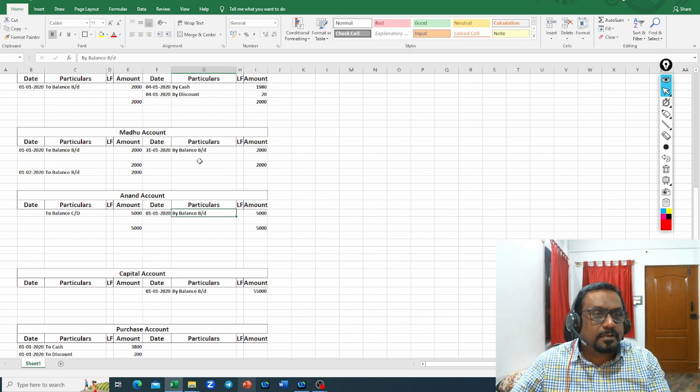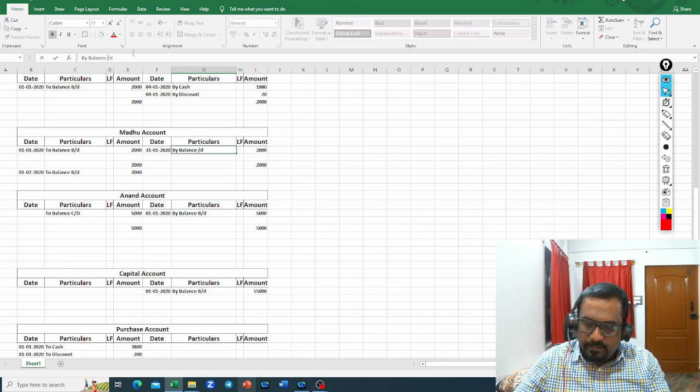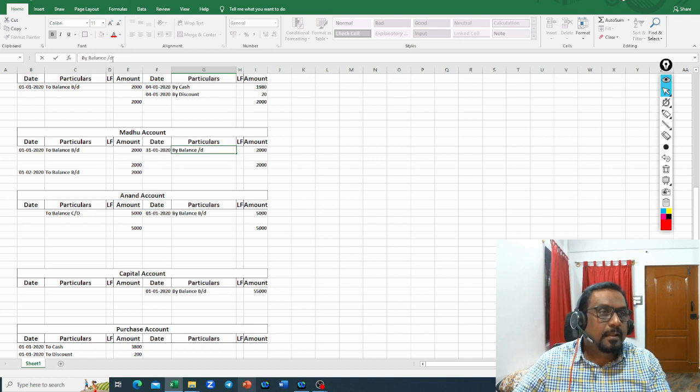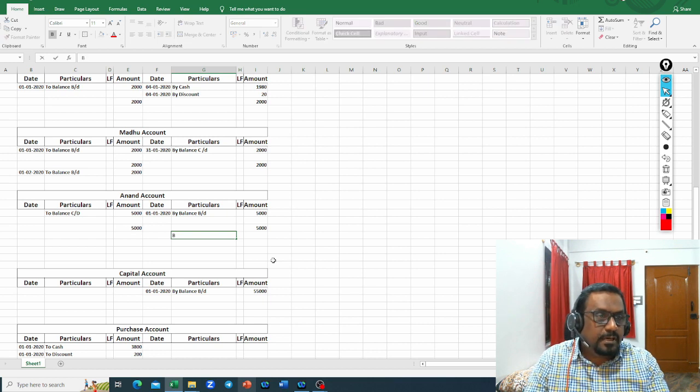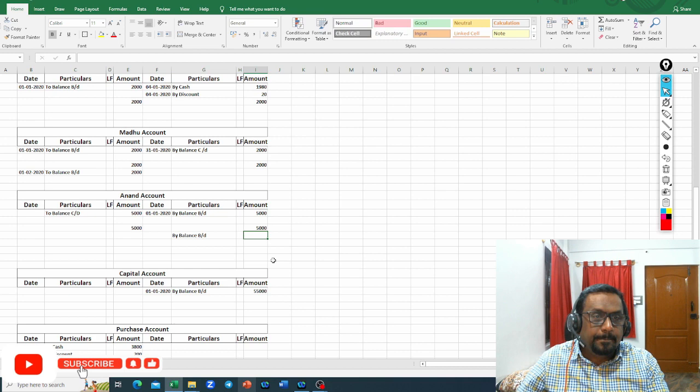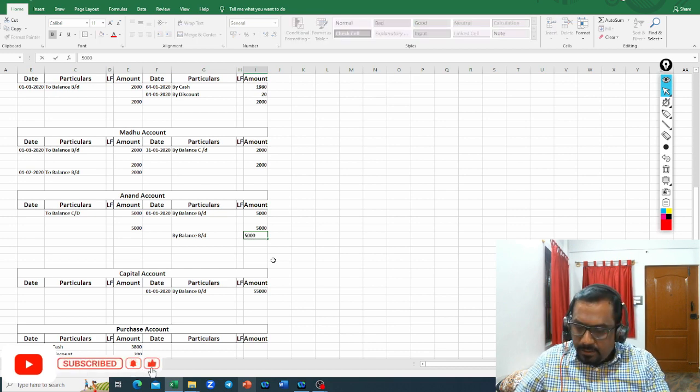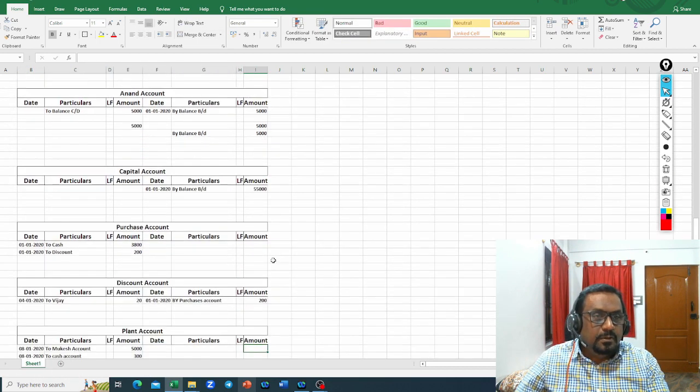Guys, here it is not brought down. I'm sorry, it is carried down. To balance, carried down. Okay. Now, to balance carried down 5,000. Since carried down has come in the debit side, now brought down has to come in, by balance brought down 5,000. Clear? Right.